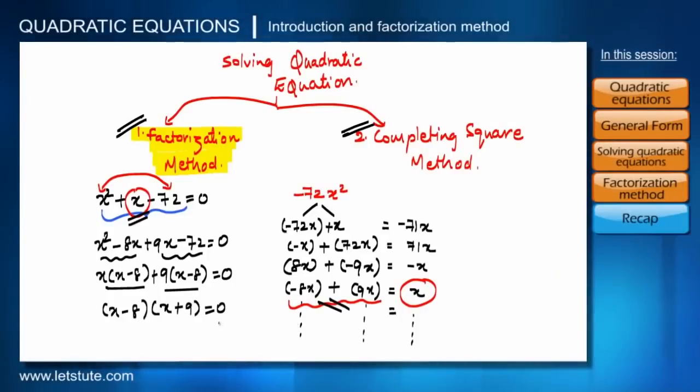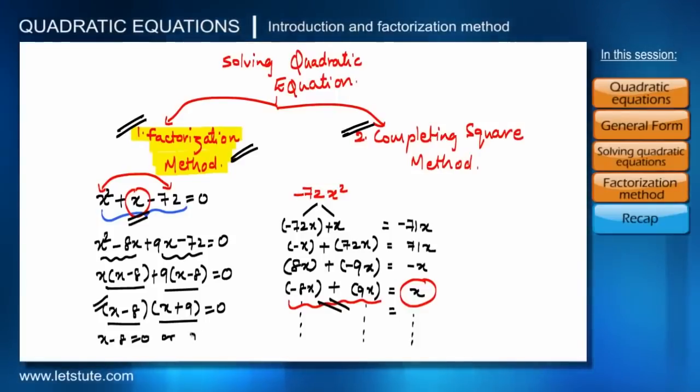So now we can see that it is expressed as a product of two numbers, that is, it is expressed in terms of factors. That's why it is called the factorization method. Now how to find the value of x? Here we can see that the product of these two terms is equal to 0. That means either the first term is 0 or the second term is 0. So from this we get x equals to 8, and from this we get x equals to minus 9.